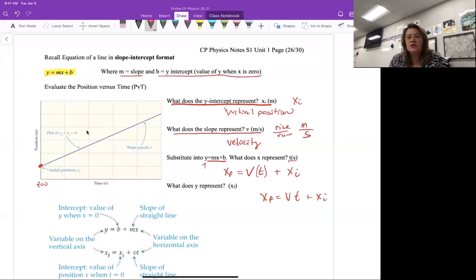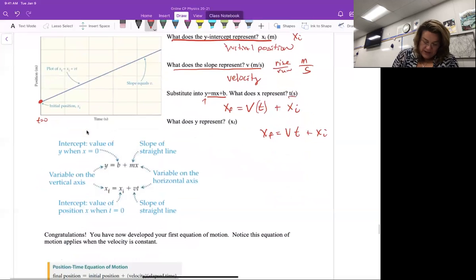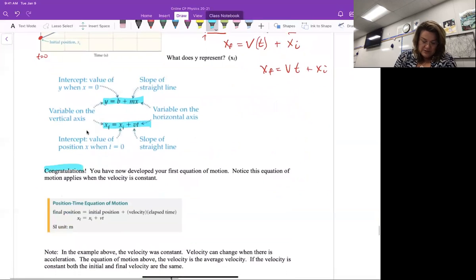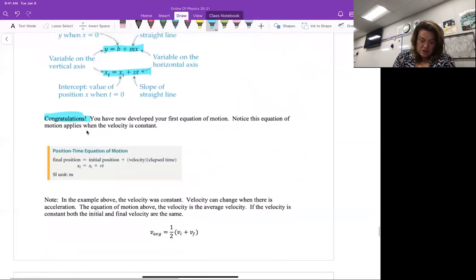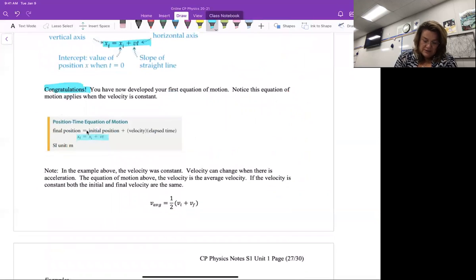There is our first equation of motion. Congratulations, you just derived it. This gives you a better example of how it was derived, the y equals mx plus b, and where all those things came from. So you have just developed your first equation of motion. And here it is again. This is what it looks like in your book.